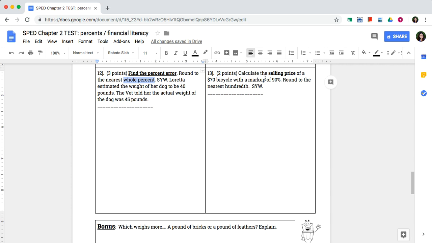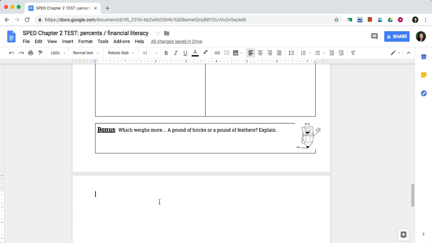And number 13, calculate the selling price of a $70 bicycle with a markup of 90%. So you purchased the bicycle for $70, but you want to mark it up to make money, 90%. You're going to round to the nearest hundredth. So remember, how do you do markup? And show your work down here.